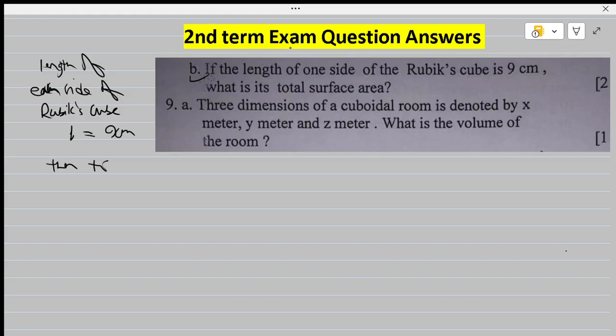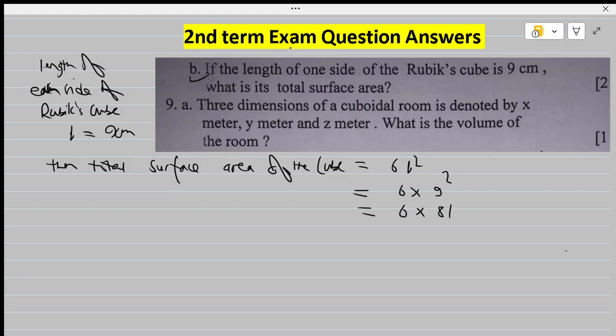So the total surface area of the Rubik's cube, which is simply a cube, is equal to 6L square. The area of one face is L square because each face is a square, and the area of a square is L square. Total 6 faces, so 6L square. L is 9, so 9 square is 81, and 6 times 81 is 486. So 486 centimeter square is the total surface area of the Rubik's cube.